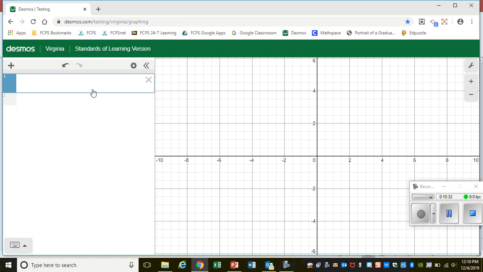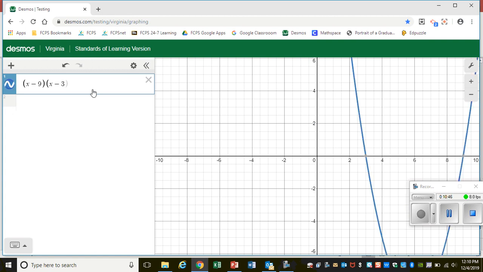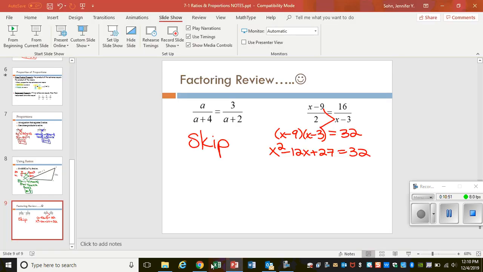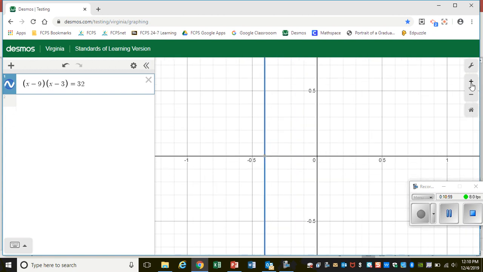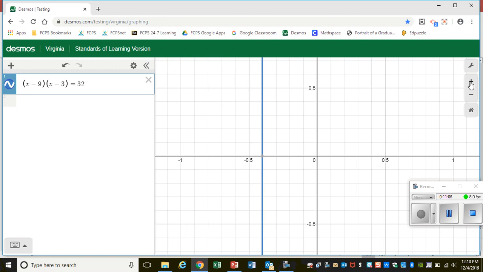So you're going to type x minus 9. Go to the calculator and try this with me, please. Times x minus 3 equals, the number was 32. When you do that, you can zoom in. That's the answer right there, right? Let me just go back.